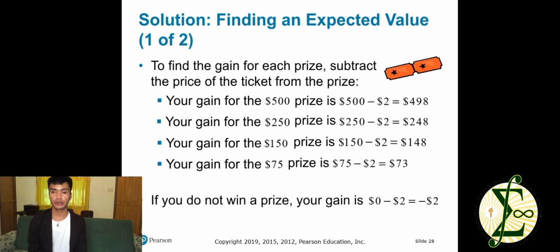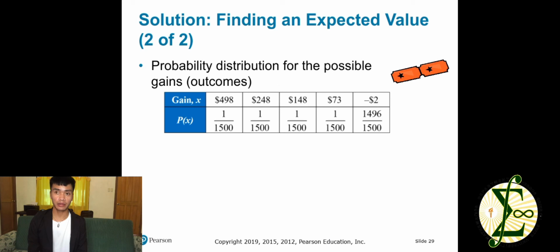Probability distribution for the possible gains or outcomes. We have now the table labeled as X and probability of X. Our X is the gain, which is obtained from the difference between the four prizes and the ticket price. So the first prize is $498. The probability of winning is 1 over 1,500, where 1,500 is the total number of raffle tickets. Winning the second prize is 1 over 1,500. Winning the third prize is 1 over 1,500. Same thing as winning the fourth prize, 1 over 1,500. So if you do not win a prize, you have the probability of 1,496 over 1,500. We obtain 1,496 because 1,500 minus the four prizes is equal to 1,496.